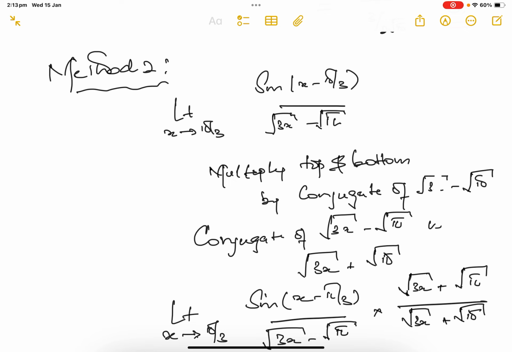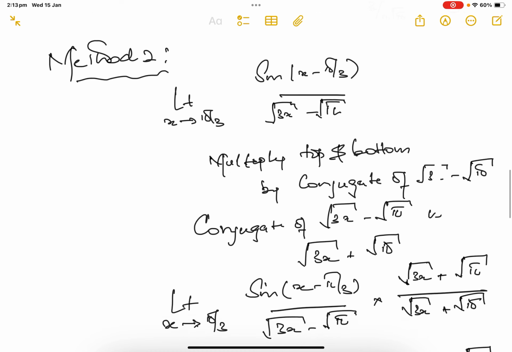The limit as x tends to pi over 3 of sine of x minus pi over 3, divided by the root of 3x minus root of pi. If we have this type of denominator, we can multiply numerator and denominator by its conjugate. So multiply top and bottom by the conjugate. The conjugate is purely that the sign in between will change: if it's plus, it becomes minus, and minus becomes plus. So the conjugate of root of 3x minus root of pi is root of 3x plus root of pi.